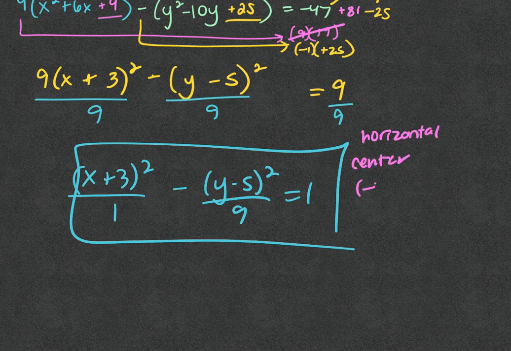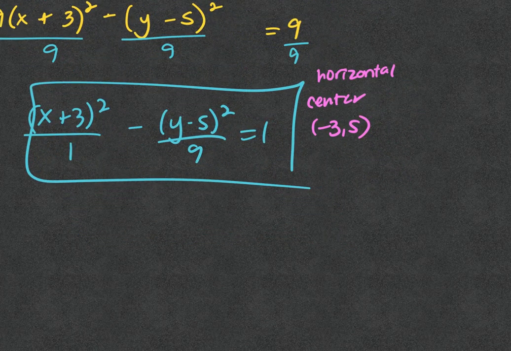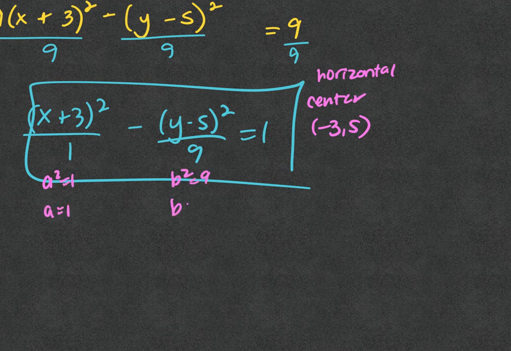The center is negative 3, 5, opposite of what follows x, opposite of what follows y. A squared is 1, making a 1. B squared is 9, making b 3. C squared would be a squared plus b squared. So c is square root 10.